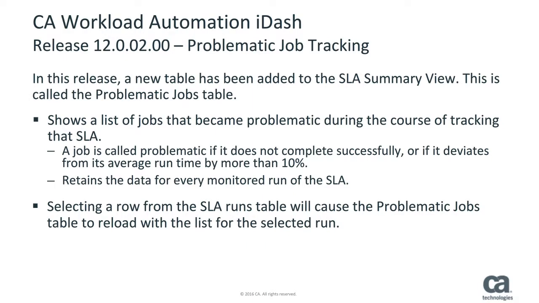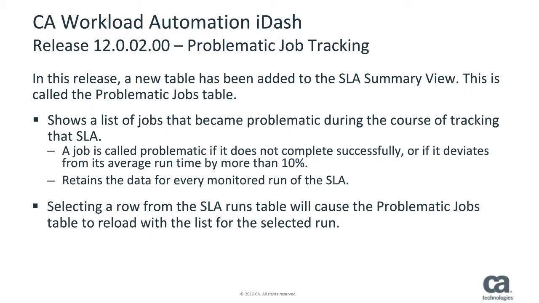We have added a new table to the SLA Summary view, the Problematic Jobs table. This table will show you the list of jobs that became problematic during the course of tracking that SLA. A job is called problematic if it does not complete successfully or if it deviates from its average runtime by more than 10%. This data is kept for every monitored run of the SLA.